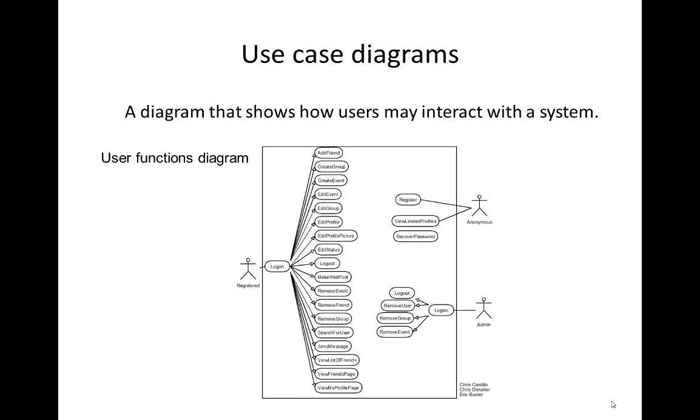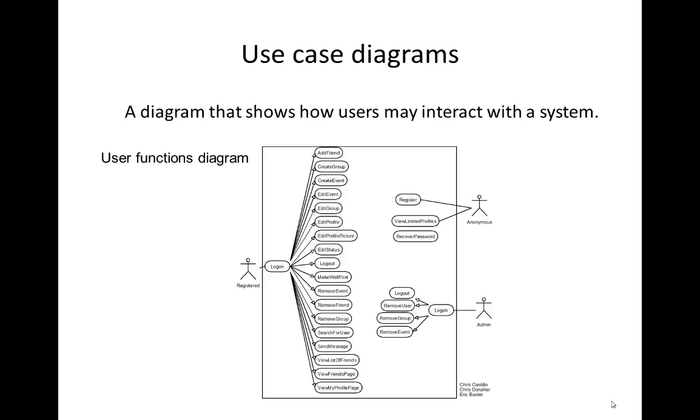So we've got three different types of user of this system. We've got an administrator who can log on to the system. They can log out again of the system. They can remove a user, remove a group, or remove an event, whatever an event happens to be. So they can remove things from the system, so they can delete stuff from the system.